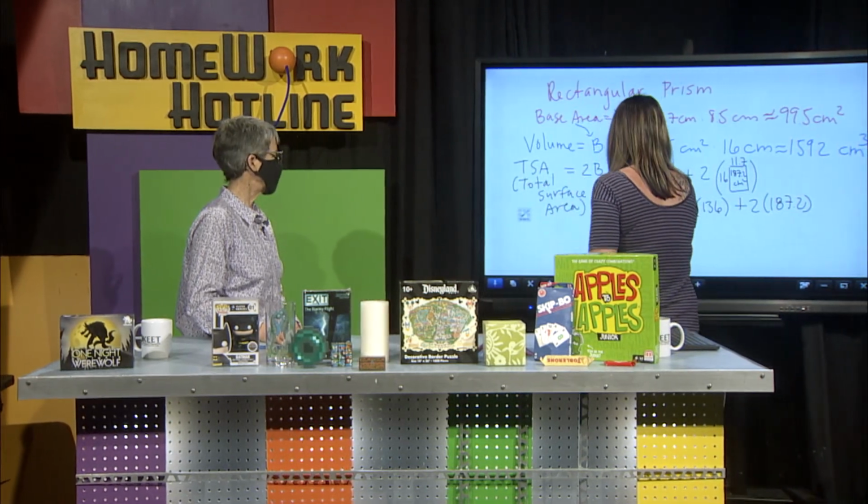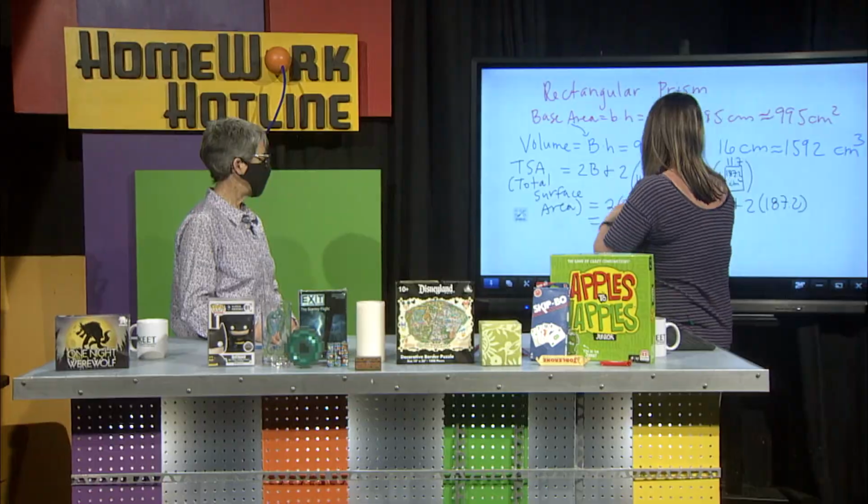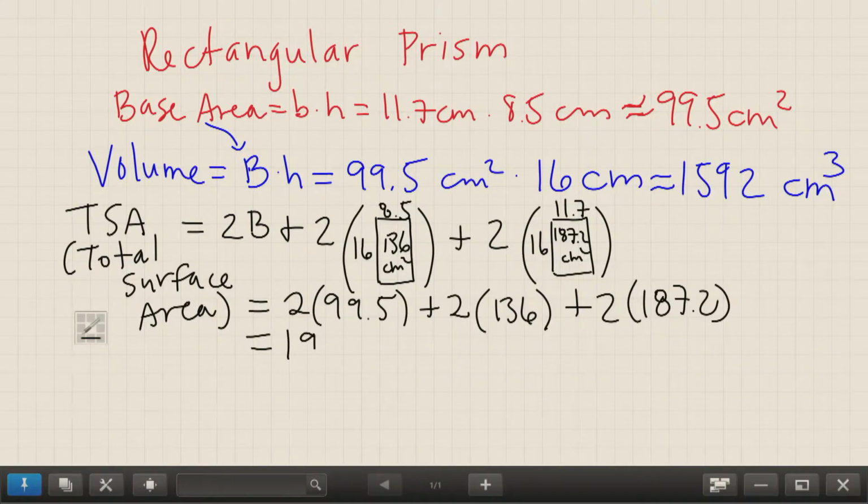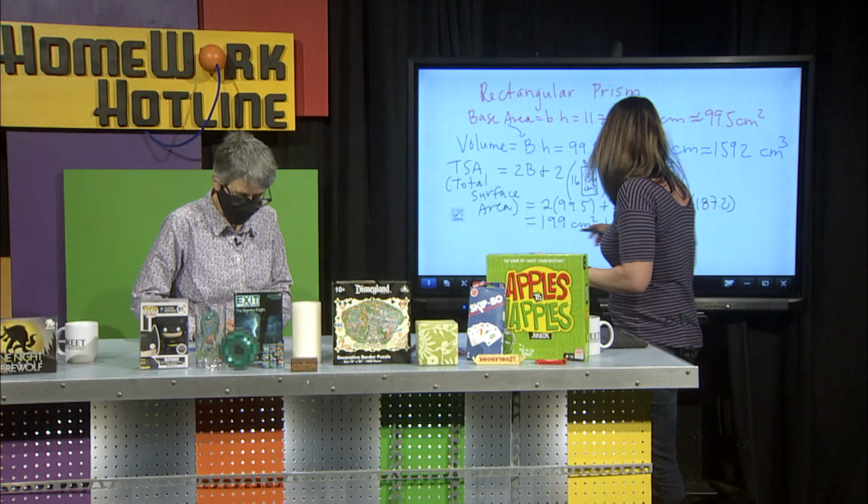So let's do 2 times, we can do this in our head, right? 2 times 100 is 200 minus 1, so 199. Centimeters squared, I'll start putting units in again. What is that, 272? Yeah, 272. I might do it on the calculator for this one, for fast. 2 times 187.2, we can do it. 374.4.